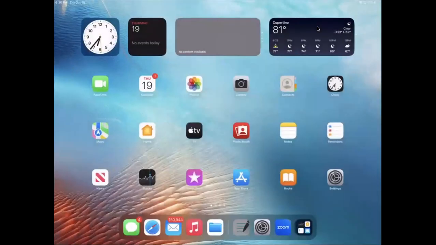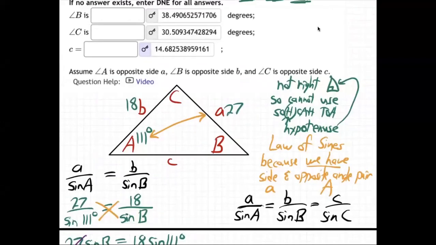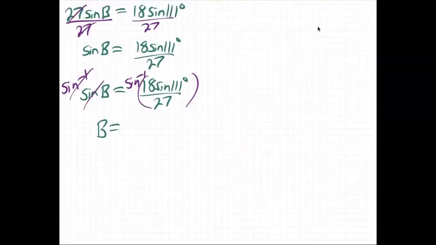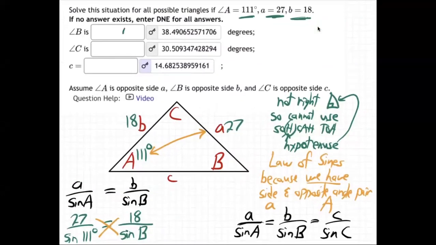So back to the problem. There it is, and we see the answer, sure enough, right up here. There's angle B, 38.49065 degrees. Okay, so we got B. Now we need to get some other things. So that's B. I'll check.